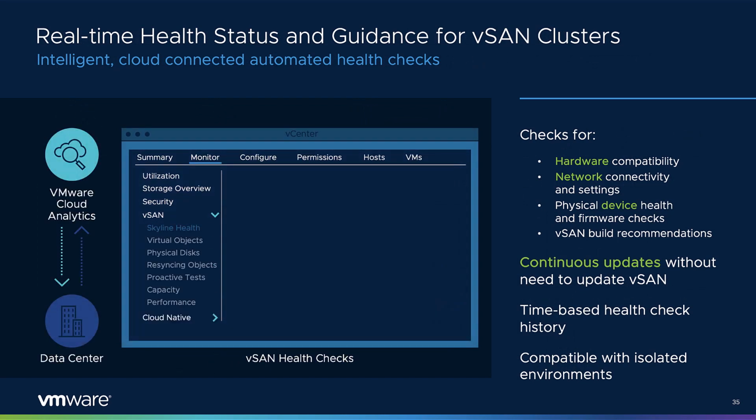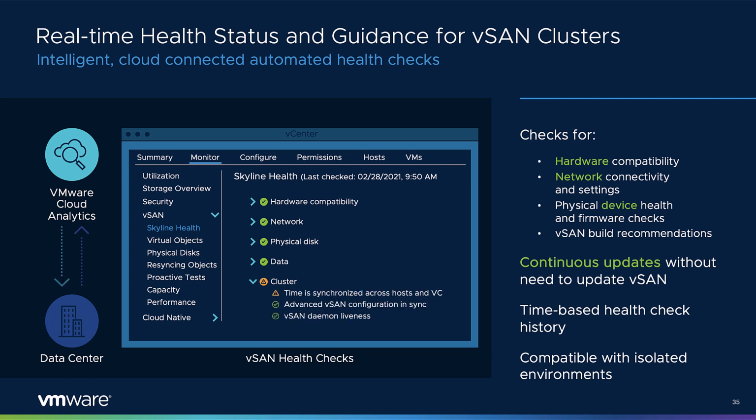vSAN Health is a cloud-connected mechanism integrated throughout vSAN. While it's most visible within the Health menu while monitoring a vSAN cluster, it's integrated throughout the product to provide the administrator with the latest checks and remedies for optimal reliability and performance. Health checks test all aspects of a vSAN environment and provide prescriptive suggestions on how to remedy an issue. Most importantly, VMware can provide continuous updates to this health check framework. Since it uses VMware Cloud Analytics, VMware can introduce new health checks without a need to update vSAN.